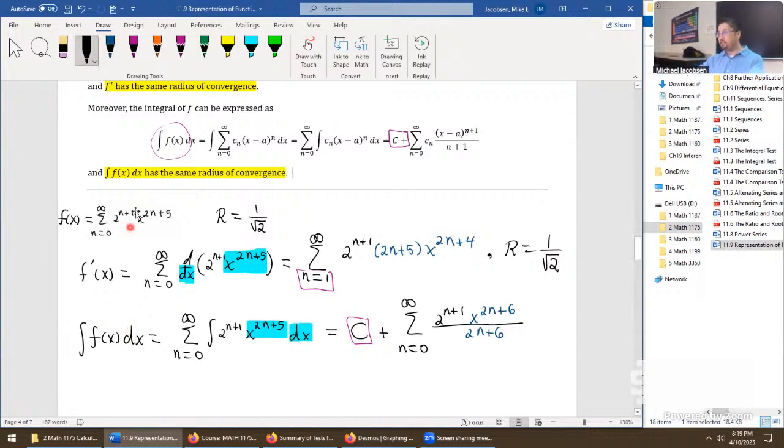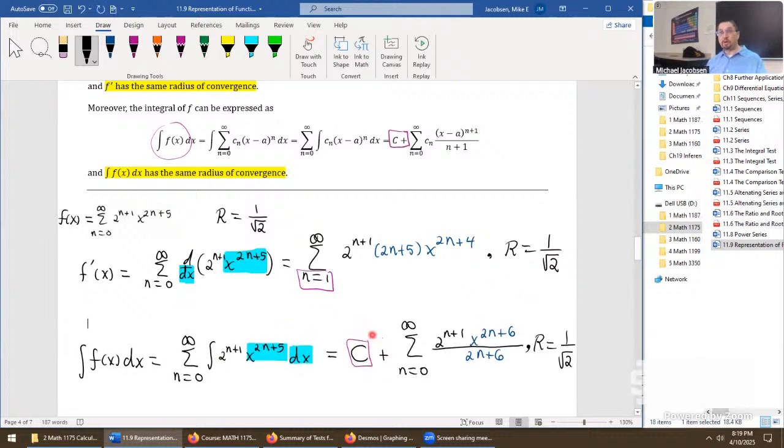The antiderivative of that function as a power series looks like this. And even better, just like before, radius is still 1 over root 2. No change on radius, whether we differentiate or integrate. Pretty bizarre problem in a way, but any questions at all, folks, finalizing this one?